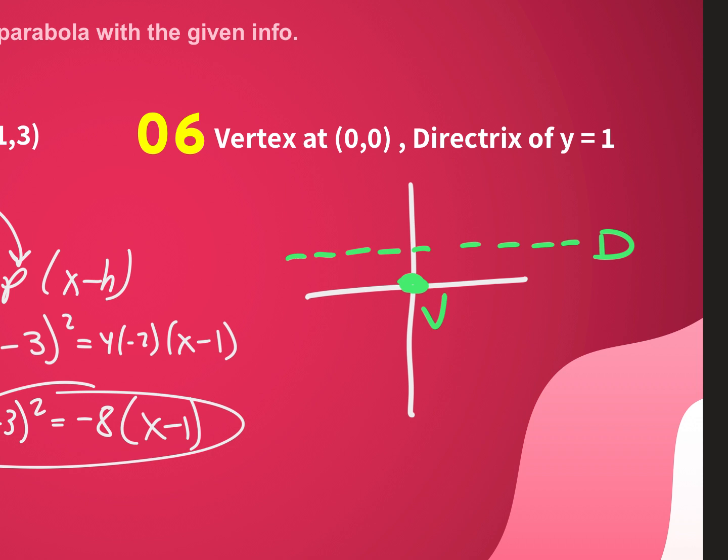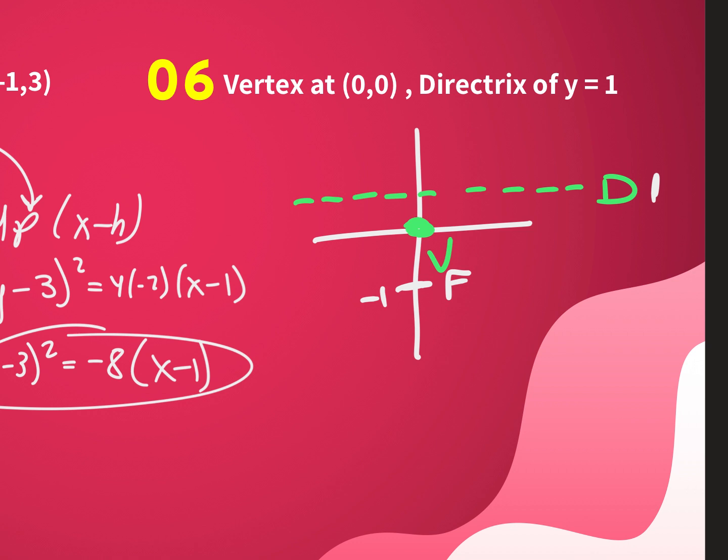Which way does the parabola open, guys? Down. It's towards the focus, away from the directrix. If the directrix is here at 1, where is my focus? Down here at negative 1. Do you have to find that? No. But just understand that we open towards the focus and away from the directrix.